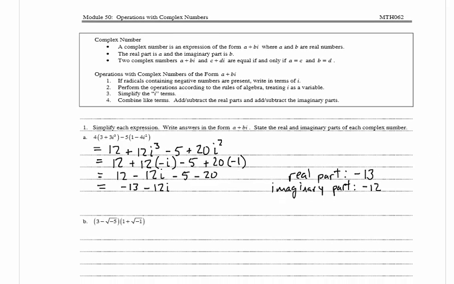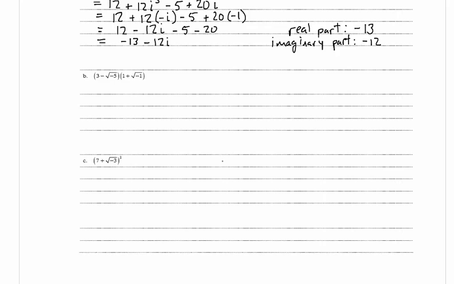In b, we have (3 minus the square root of negative 5) times (1 plus the square root of negative 1). So the first thing I want to do is get rid of my negative inside my radicals and write them as i's. So I have 3 minus i square root of 5 times 1 plus, and the square root of negative 1 is i. And now we're going to FOIL.